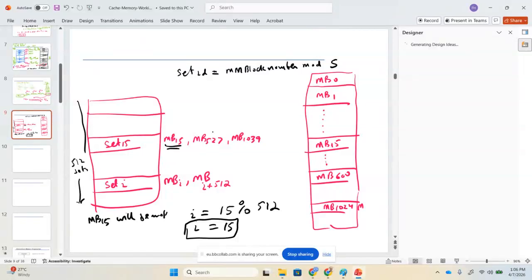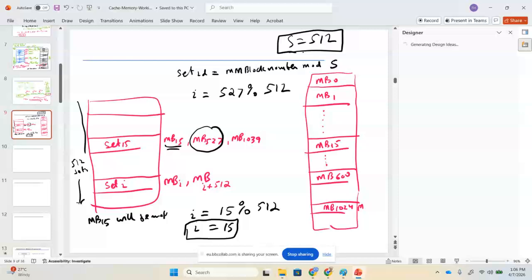Okay, now I'm solving for MB527. How can I find I? I is actually 527 ampersand 512, where 512 is the number of sets. Okay, S in this example is 512.